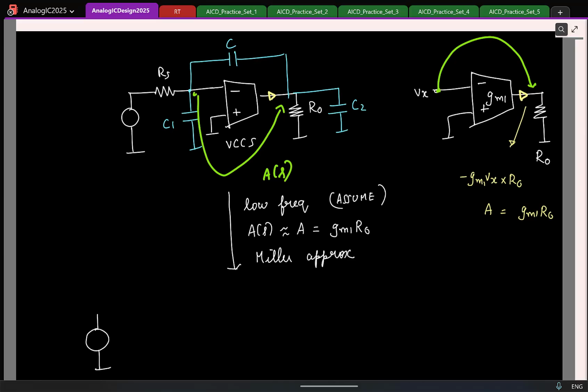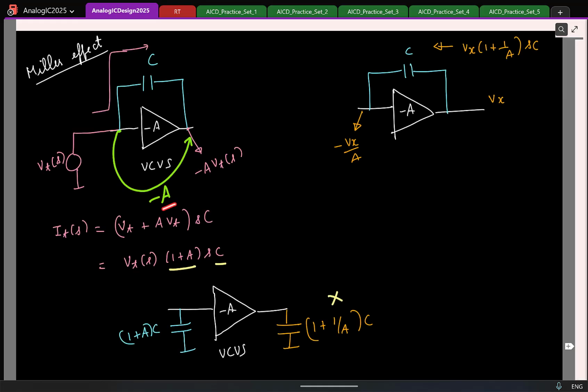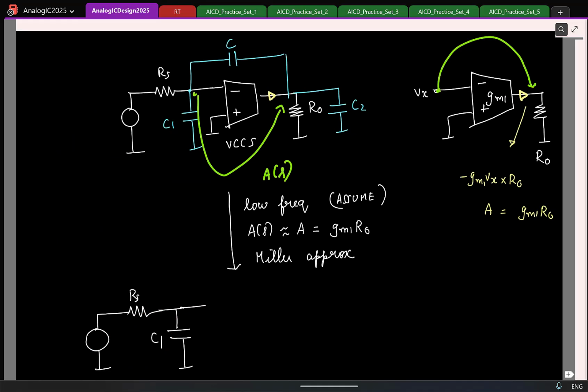So you have V in, Rs, C1. Now we already saw if I have a capacitor connected across a gain of A, the equivalent capacitance is 1 plus A times C. Here what is the value of A? Gm1 R naught. So this is going to be C into (1 plus Gm1 R naught), and then I have the OTA here.